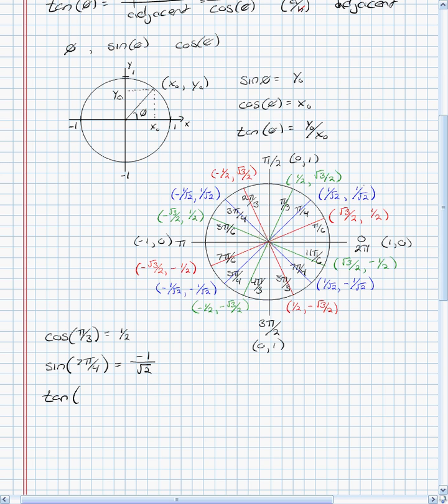The tangent of, let's say, 5 pi over 6 is equal to... following around to 5 pi over 6, we see that x0 is minus square root of 3 over 2, and y0 is 1/2, so we know it's y0, 1/2, over x0, minus square root of 3 over 2, and this simplifies to minus 1 over the square root of 3.